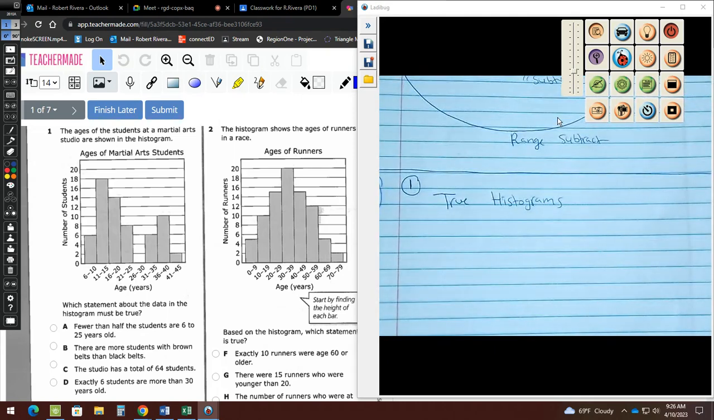Histograms are so important, guys, because they give you data in ranges, like in chunks, right? So from 6 to 10 would be this one, okay? They're telling you that from 6 to 10 years old, there were about 6 kids that went to the martial arts for karate. Between 11 and 15, there's about 18 kids, okay? And then between 16 and 20, there's 14 kids. And then between 21 and 25, there's 8 kids.